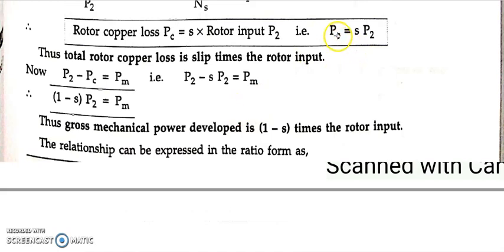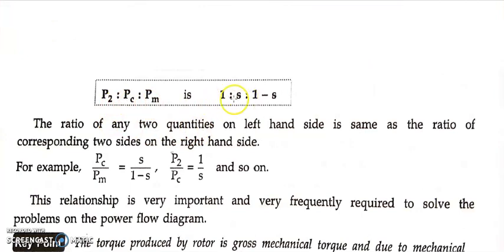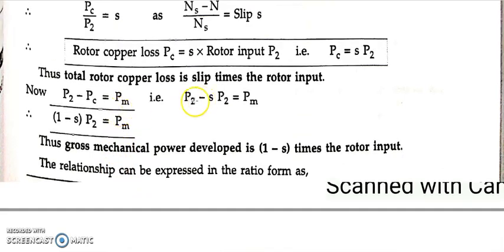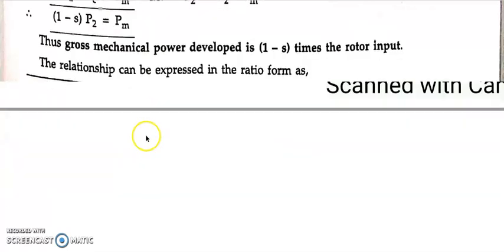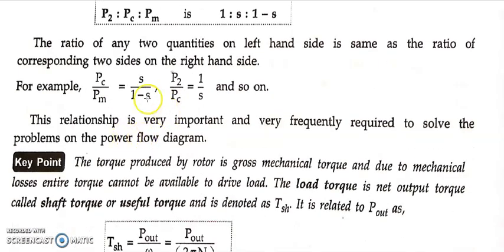You can see P2 by PC is 1 by S. You take PC here, so it will be S here, and so it will be 1 by S. So P2 by PC is equal to 1 by S. Then PC as well as PM. Otherwise, you can write it like this also: P2 by PM is equal to 1 divided by 1 minus S. If I divide P2 by PM, I get 1 divided by 1 minus S. The same thing is arranged in the ratio format, so it is again the same.